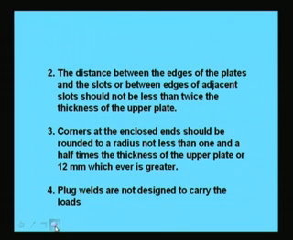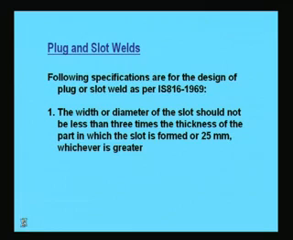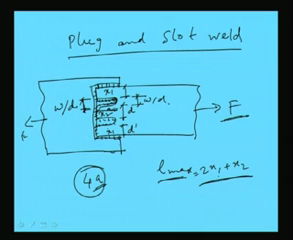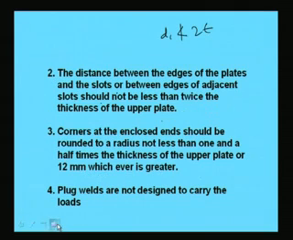What is another specification? The distance between the edges of the plates and the slots, or between edges of adjacent slots, should not be less than twice the thickness of the upper plate. If we see the picture, this is the distance between the two; let us say this is D1. So, the distance between two slots or between the edge and one slot, D1 and D dash, should not be less than 2T, where T is the thickness of the upper plate. That also has to be maintained.